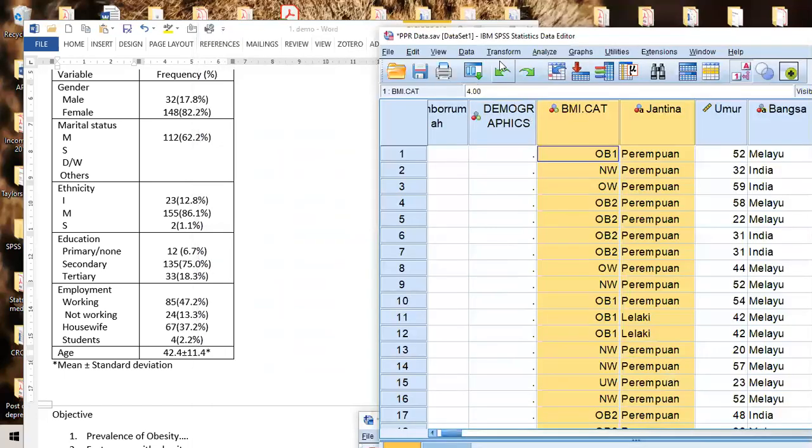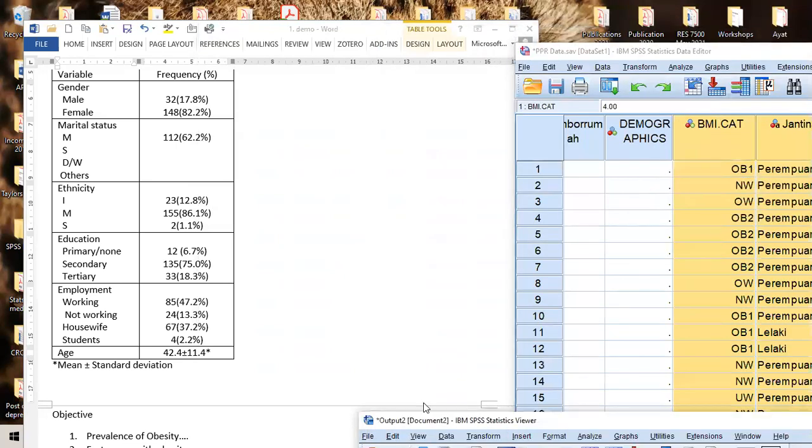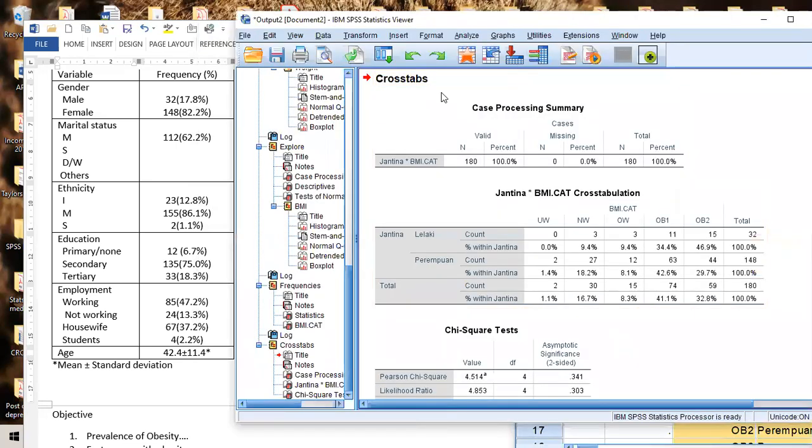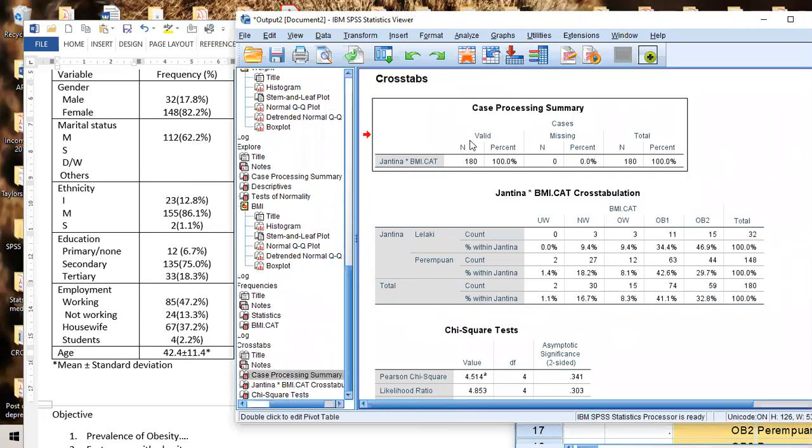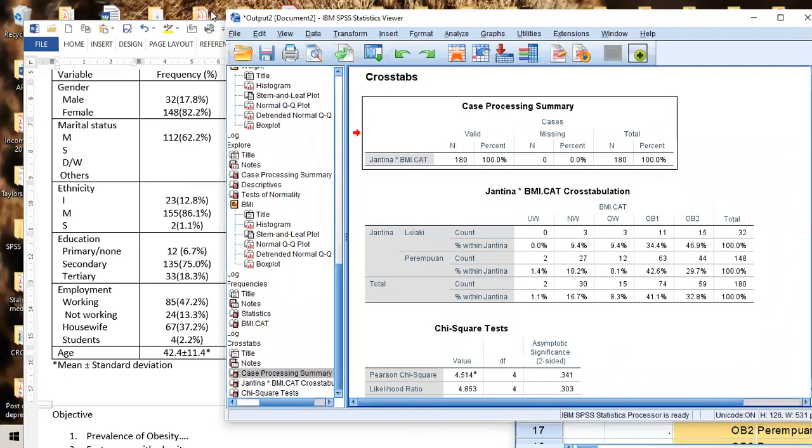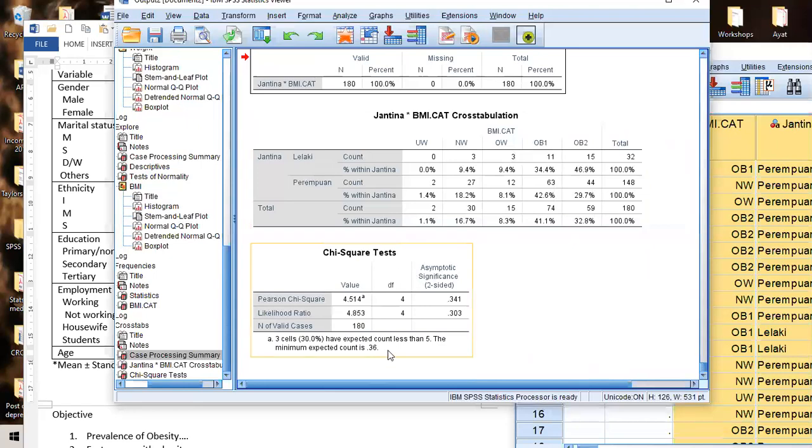Okay, look at the results. Okay, that's the p-value of the test. Is it more than or less than 0.05? More than 0.05, therefore, not significant. No association between these two.